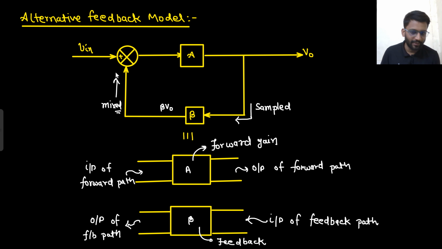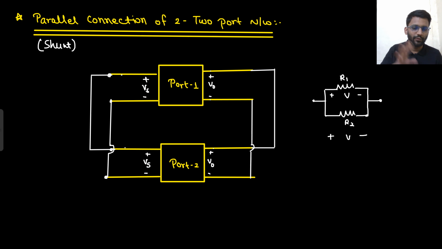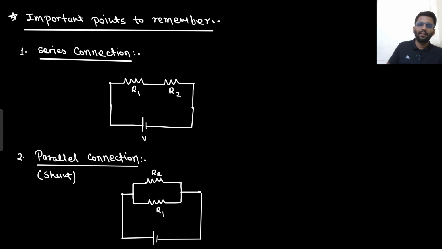I will again and again use this term. So what is happening here? Here sampling is happening, and what is happening here? Here the mixing will be happening. Well and good. Understood? Let's see a few more important points. What are the important points to remember?